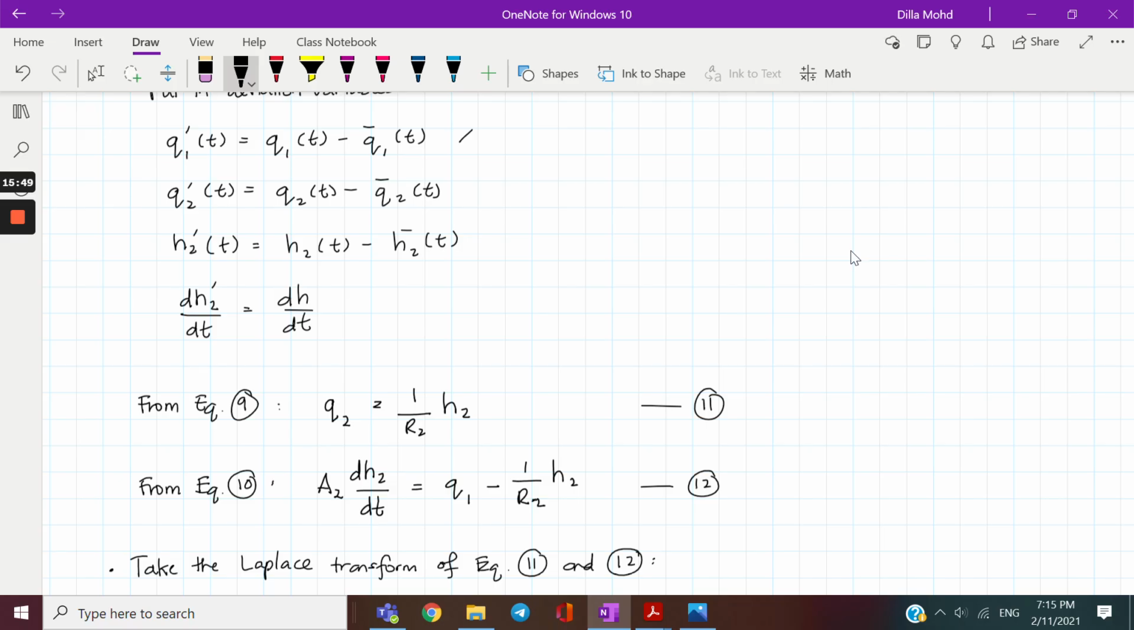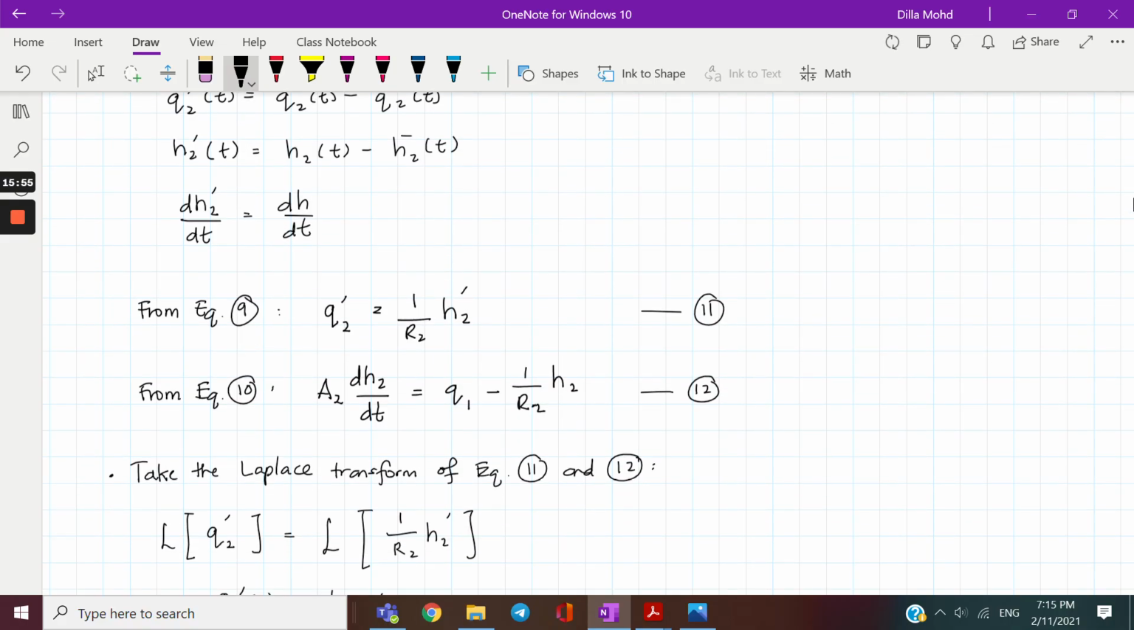So from equation 9, you should have Q2 prime equals 1 over R2 H2 prime. And here is the same thing, A2 dH2 prime. This is Q1 prime, this is H2 prime.